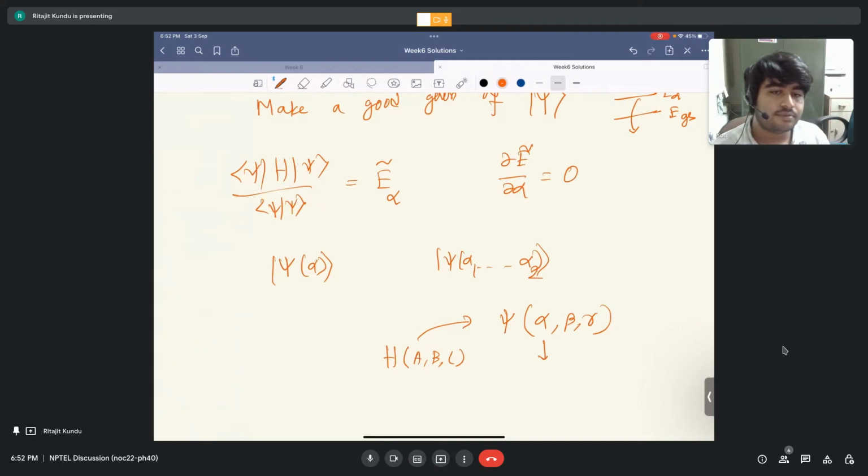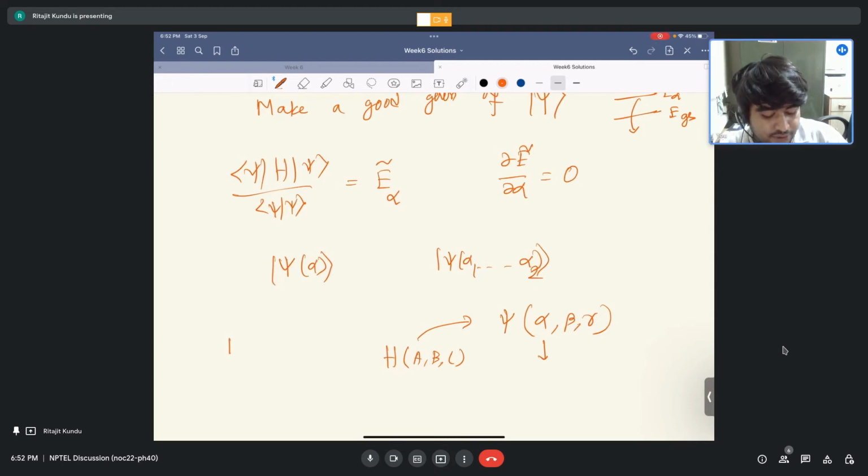Sir, how do you find out this alpha, beta, gamma? Yeah, so that is the recipe of this variational principle, right? We'll see a few examples of this.